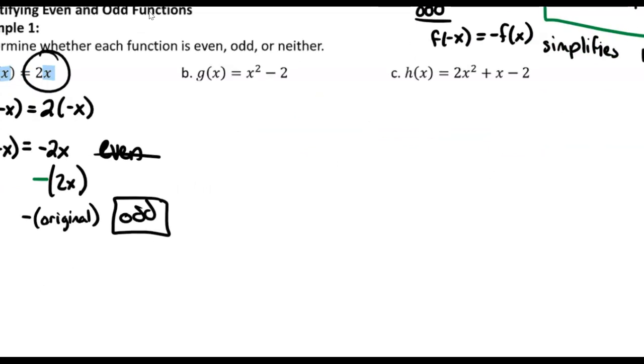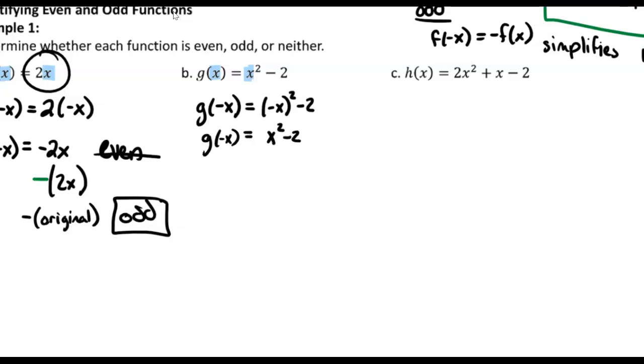Okay, let's try another one. So you always start with checking for even. So the very first thing you're going to do is plug in negative x wherever you see an x. So when you plug it into the g of negative x, that's just telling you that I'm plugging in negative x to function g. Now I plug it in to the other x, and I'm going to simplify. So negative x squared is negative x times negative x. That turns into positive x squared.